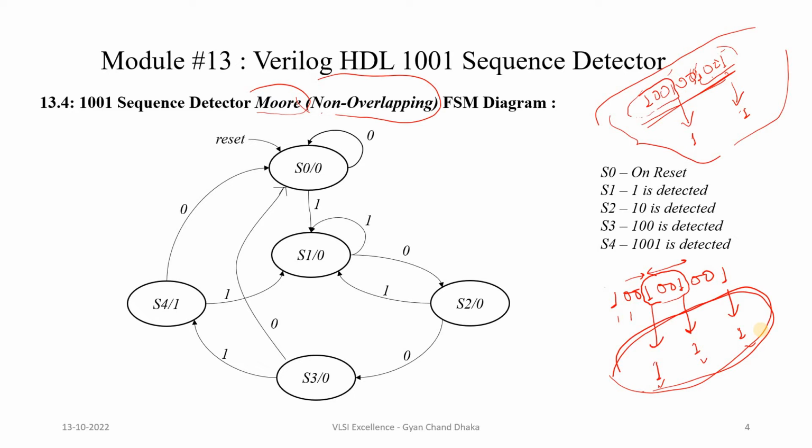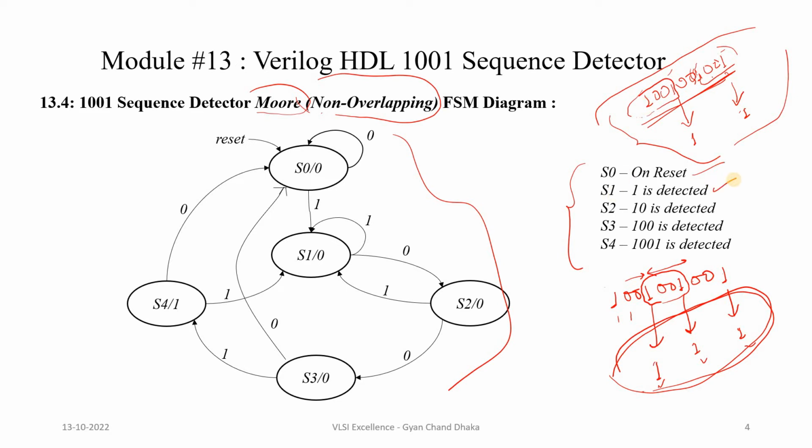Now let's concentrate on the state diagram of a Moore type non-overlapping 1001 sequence detector. To write the state diagram, always remember that we have to follow some rules. Here, don't look at this state diagram yet. First, let's define the states for the sequence detector. Here we are defining the S0 state. S0 is the state where the sequence detector will go on reset. When the sequence detector starts detecting the sequence, the first default state is S0. And then whenever 1 is detected, it will go to S1 state.